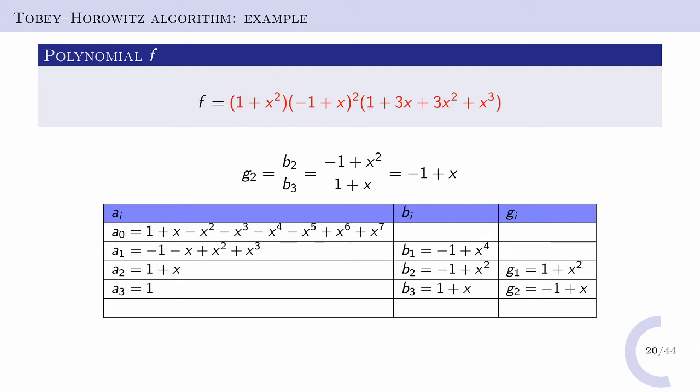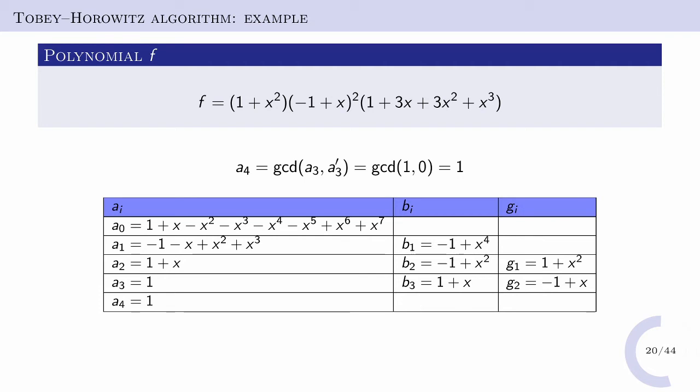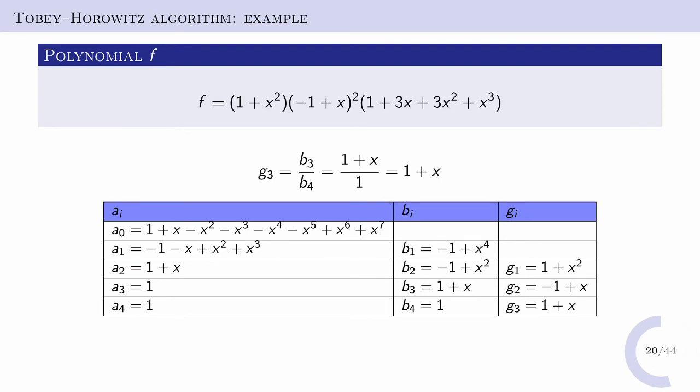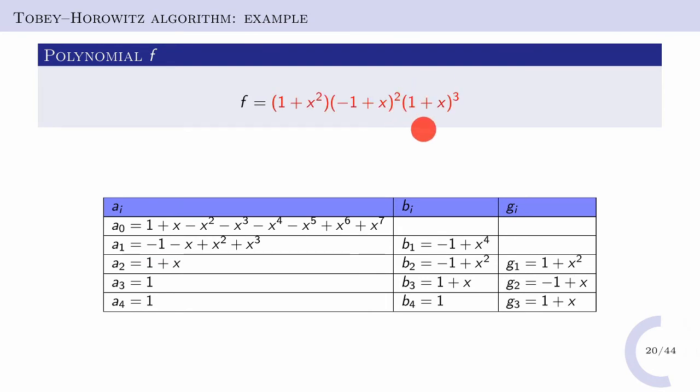g1, g2 square. And finally, we have a4 equal 1. b4 is 1 over 1, it's 1. And we compute the quotient of these two guys, so it's x plus 1. So now we stop, and the last term is 1 plus x cubed. So this is the square free factorization of our polynomial: g1, g2 square, g3 cube. That's how the Tobey-Horowitz algorithm works.